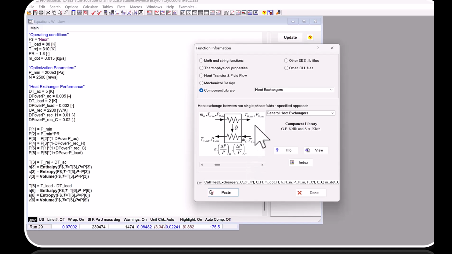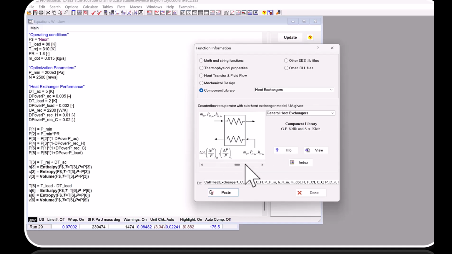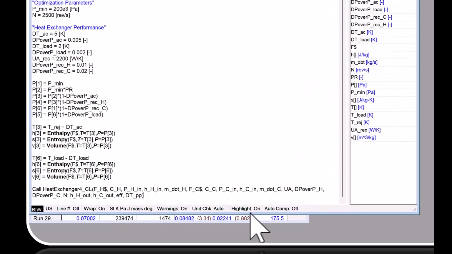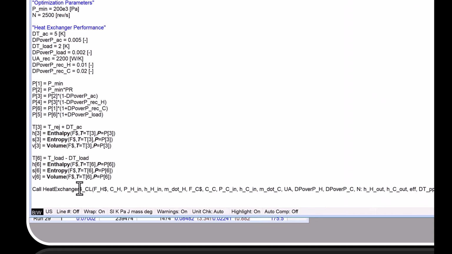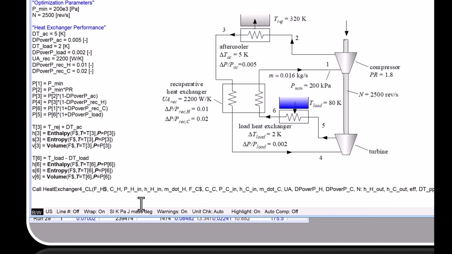So this one looks okay, but I think if I look in the help, this is going to assume constant specific heat capacities, which isn't exactly what I want, given that neon's behaving less like an ideal gas and more like a real fluid. So probably this is the one that I want, right? This is a counterflow recuperator using the sub heat exchanger model, which means it's actually going to account for the heat capacity variation with the given UA. So I'm going to go ahead and paste that in here and manipulate the inputs and the outputs so that they match my situation here.